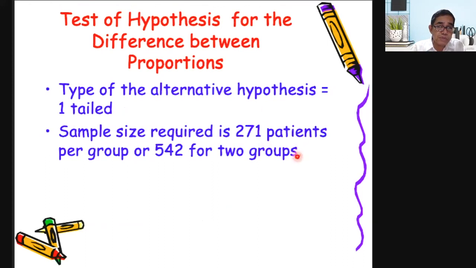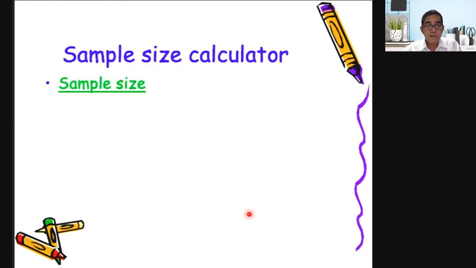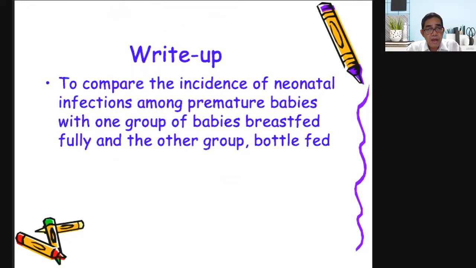But because we have two groups, we normally multiply this by 2, and so we have 542 for two groups. So using the data, we have 271 patients per group. We multiply this for two groups, so 542 for two groups. Okay, and we'll show you the calculator in class. And then how do we now write the sample size calculation? We'll just show you the write-up of the sample size calculation for this objective.